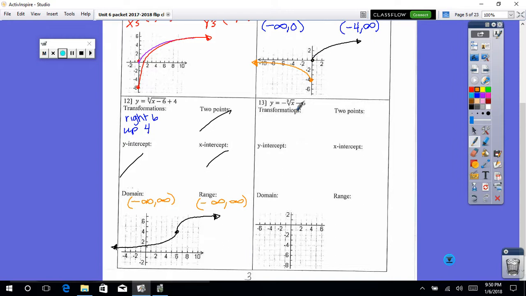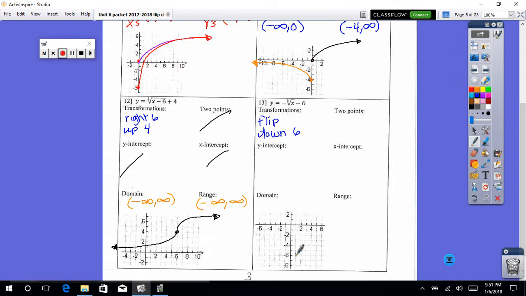Okay, let's see what happens over here. I have a negative on the outside, which is going to flip it. So instead of starting low and ending high, we're going to start high and end low. And then we move down 6. Look at the difference here between this down 6 and the one that moved us to the right 6. That right 6 was still under the radical with the x. This one is clearly on the outside. Outside of the radical, up and down; inside, left and right.